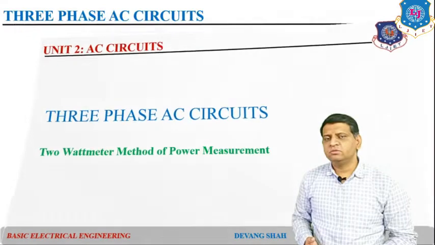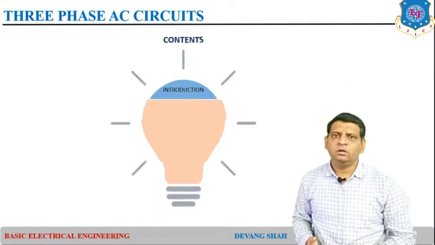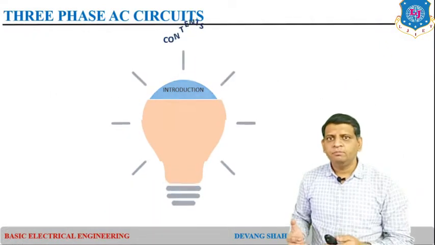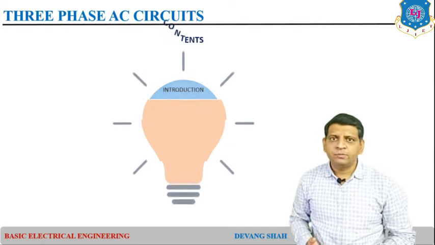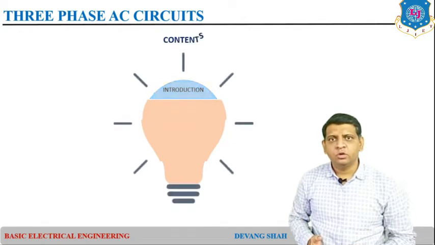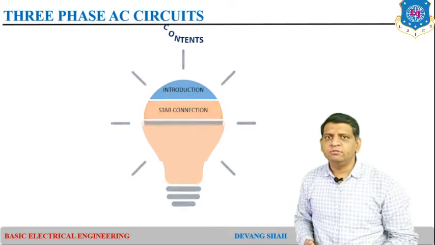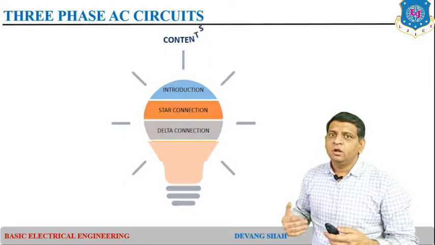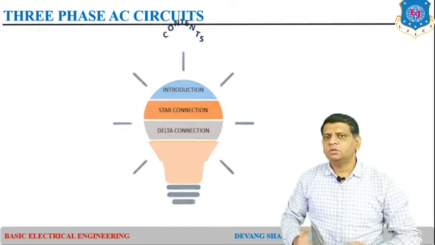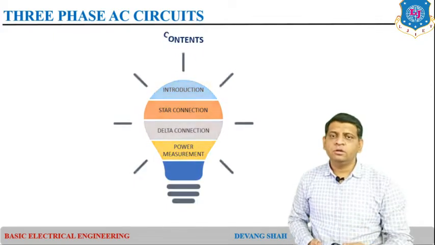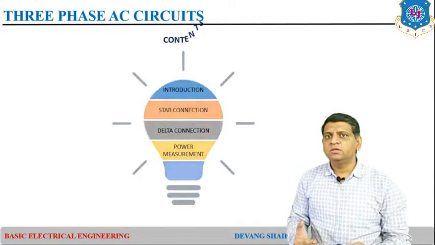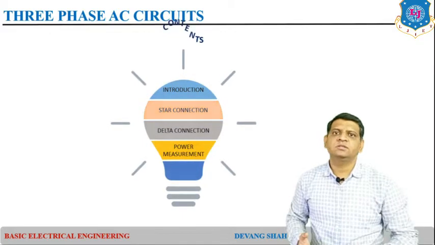In today's session, if we talk about all the contents of this particular part of the chapter, we have started with the introduction, then we discussed the star connection, then the 3-phase delta connection, and then in today's session we are going to discuss the power measurement. So, today we are going to measure the power of a 3-phase AC signal.